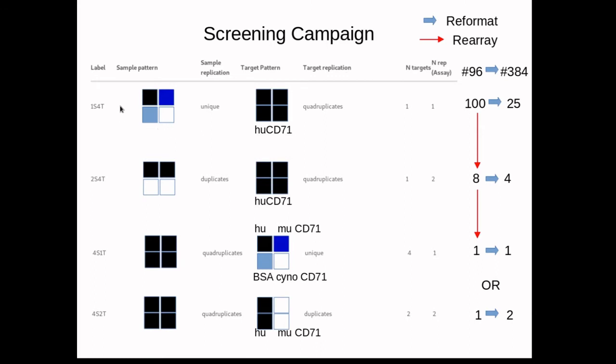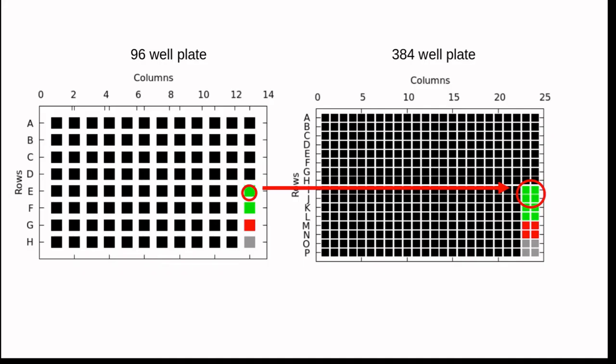Realize that this schematic represents the 4 destination wells in a 384 well plate for any source well in the 96 well plate. For example, here are those 4 wells, quadrant 1, 2, 3, 4, that represent the destination of the sample from the source plate, well E12.